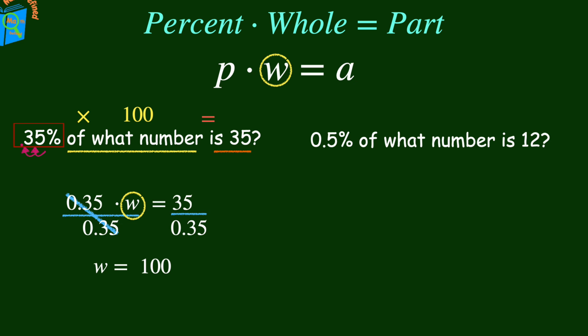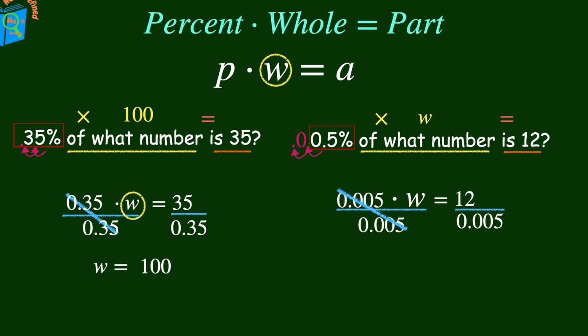Pretty easy. Let's try another one. 0.5% of what number is 12? We'll start by writing 0.5% as a decimal, 0.005. We're solving for the whole, so the equation is 0.005 times W equals 12. Now divide both sides by 0.005, and we get W equals 2,400. So 0.5% of 2,400 is 12.